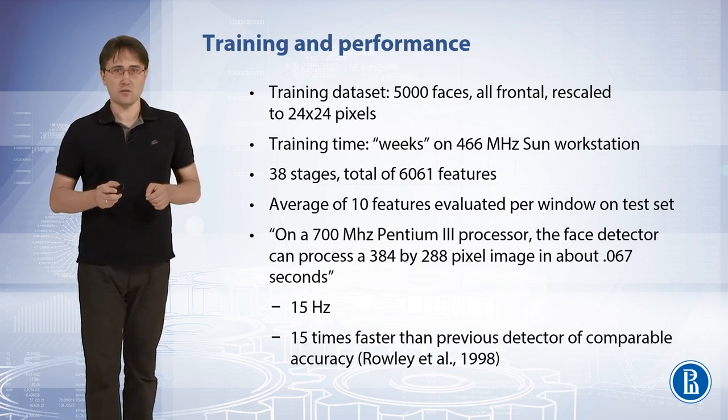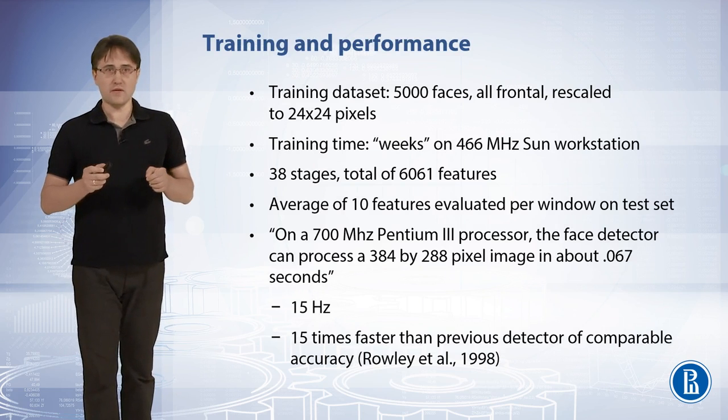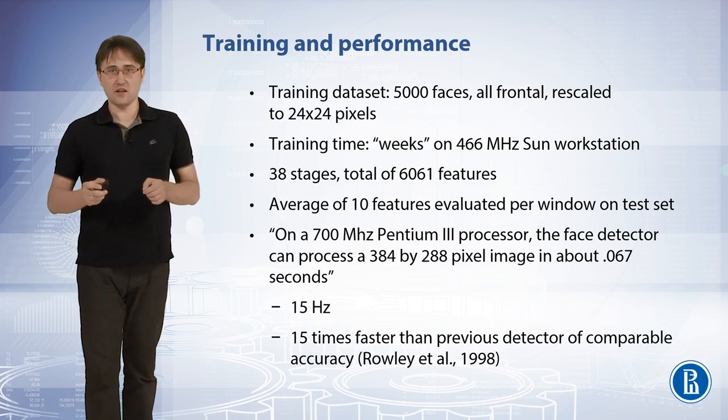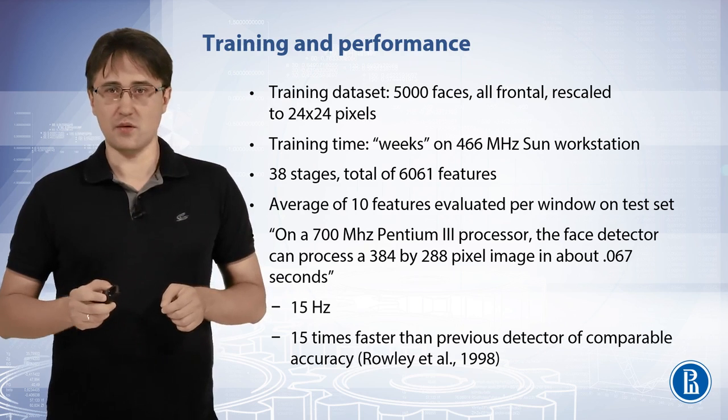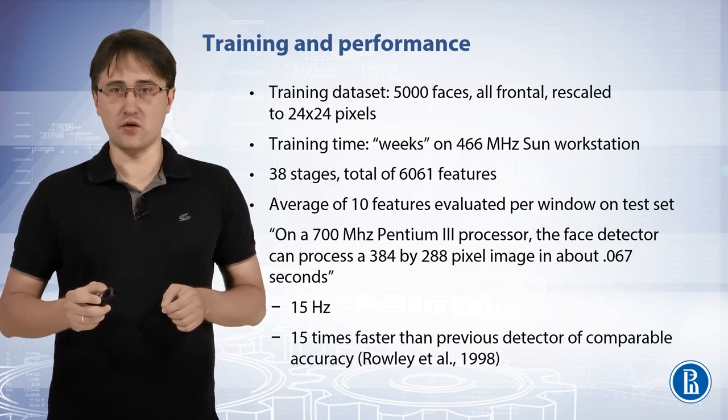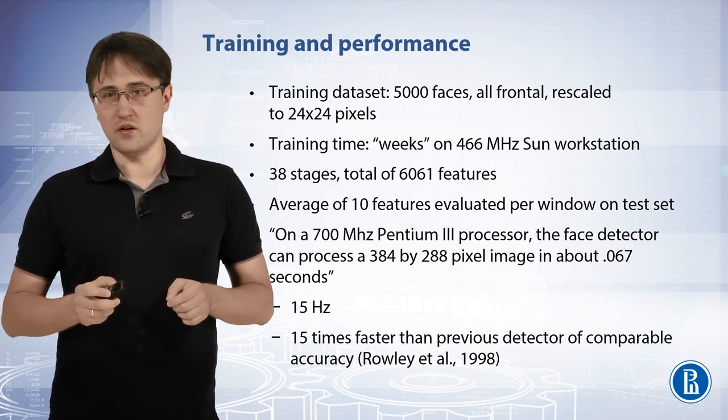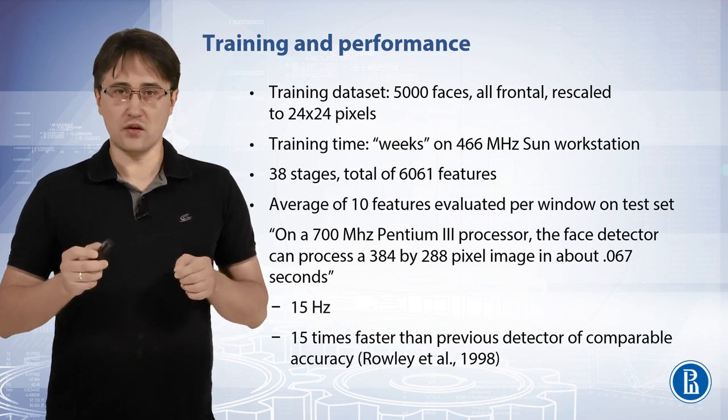The original Viola-Jones algorithm was trained on a dataset of 5,000 faces, all frontal, rescaled to 24 by 24 pixels. Training took weeks on a Sun workstation. The final cascade consists of 38 stages with 6,000 features, but only 10 features were evaluated per window on the test set. So on a Pentium 3 processor, this face detector can process a 300 by 200 pixel image at 15 frames per second. It was 15 times faster than the previous detector of comparable accuracy, the Rowley detector from 1998, which was based on a neural network.